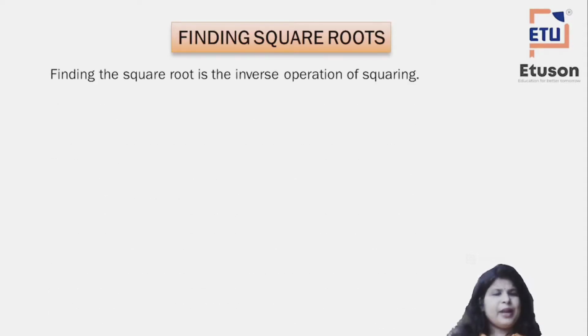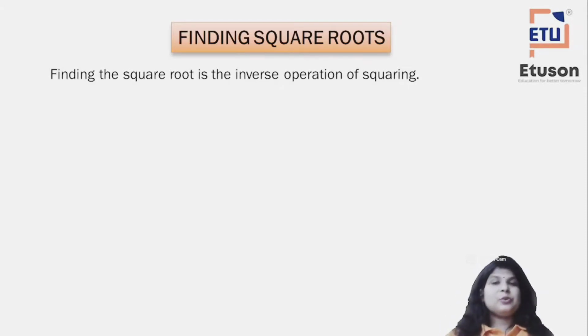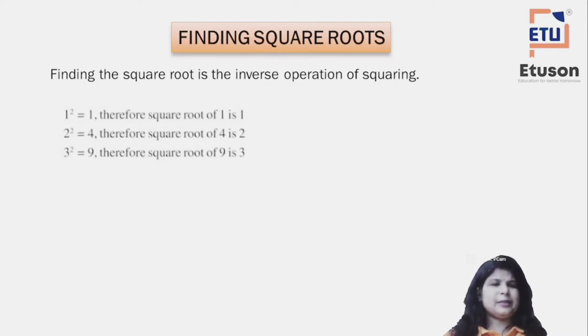Hence, finding the square root is the inverse operation of squaring. Right? So what we do in squaring, we multiply the number by the number itself. For example, 1 square is equal to 1. Therefore, square root of 1 is 1. 2 square is equal to 4. Therefore, square root of 4 is 2. 3 square is equal to 9. Therefore, square root of 9 is 3. Correct?